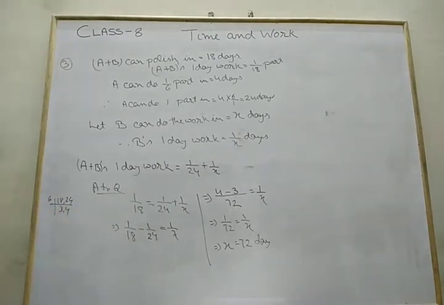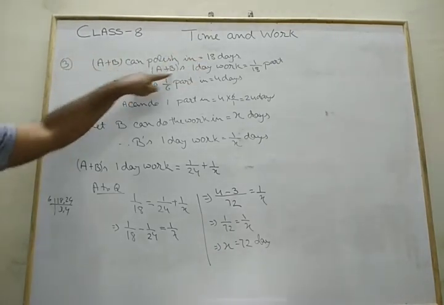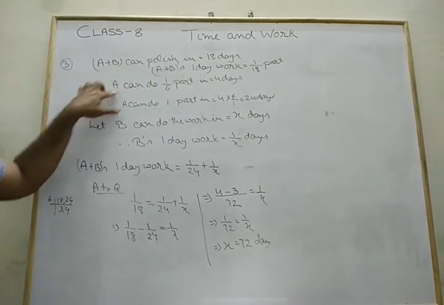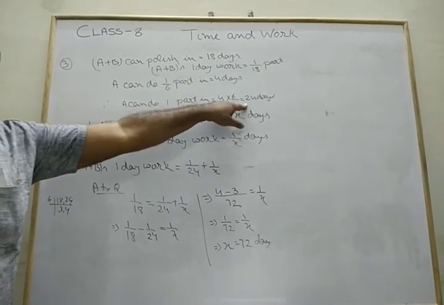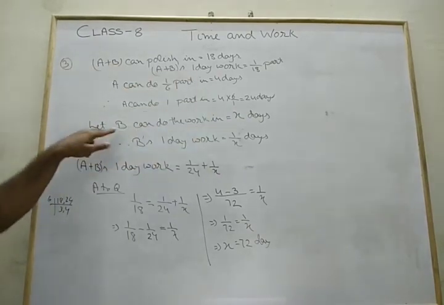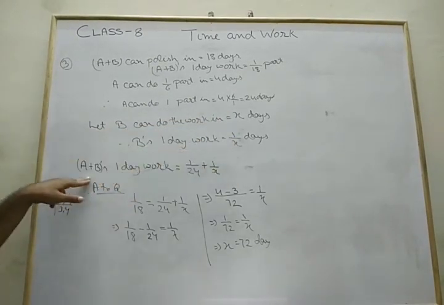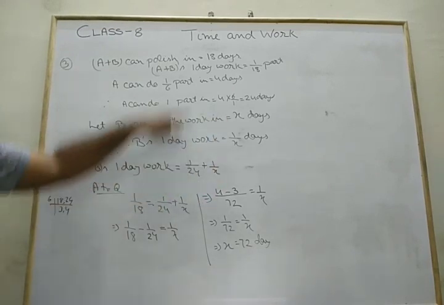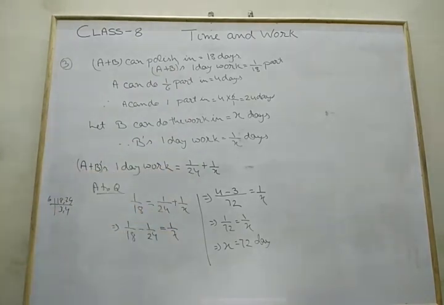Hope you can understand. Once again, this part is given to us. From this line we can find the 1 day work immediately. A's 1 day work is given, and from this we can find that A completes the work in 24 days. B's 1 day work is not given, so suppose it is 1 upon X. So A plus B's 1 day work is 1 upon 24 plus 1 upon X. When these two are equal to each other, you can equate and solve. This is the solution. Easy.